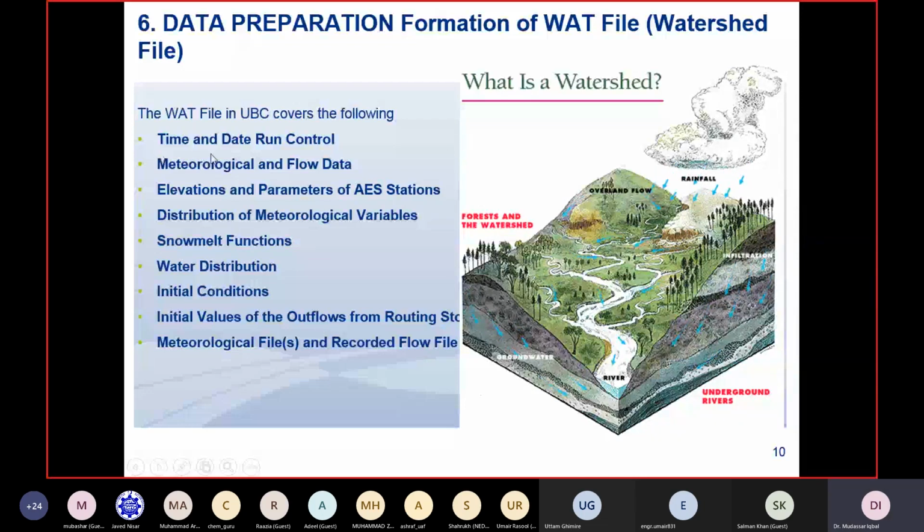First is the time and date. Second is the met and flow data. Third is the elevation and parameters of climatic station. Fourth is the distribution of met variables. Fifth is the snow melt function, water distribution, initial conditions, and the outflows. The last one is about the outflow components from the different hydrological cycles.